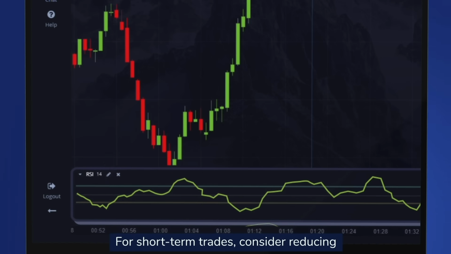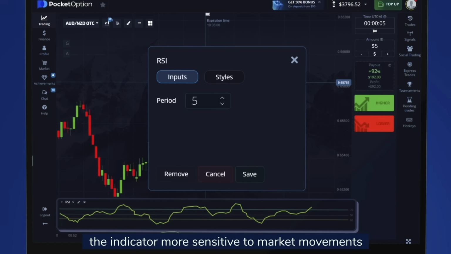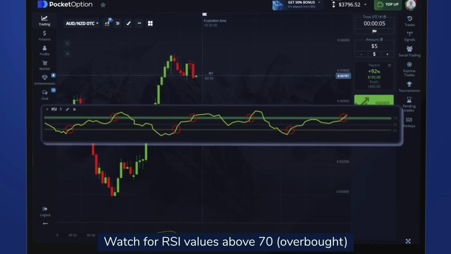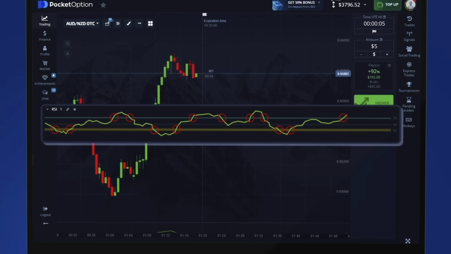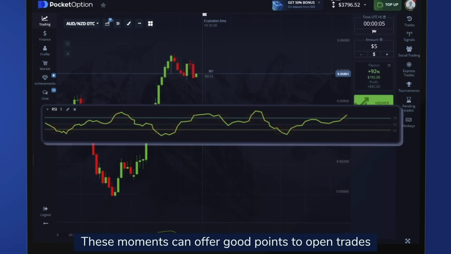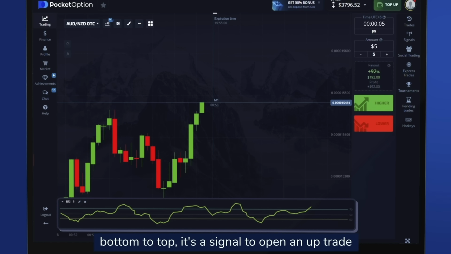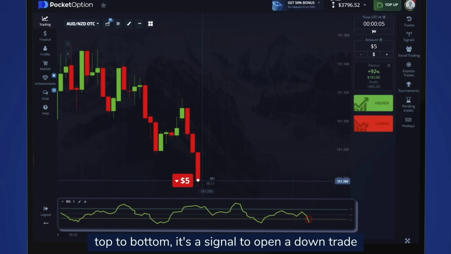For short-term trades, consider reducing the standard period from 14 to 5 or 10 to make the indicator more sensitive to market movements. Watch for RSI values above 70, overbought, and below 30, oversold. These moments can offer good points to open trades. For example, if the indicator exceeds 70 from bottom to top, it's a signal to open an up trade. And if the indicator shows a value below 30 from top to bottom, it's a signal to open a down trade.